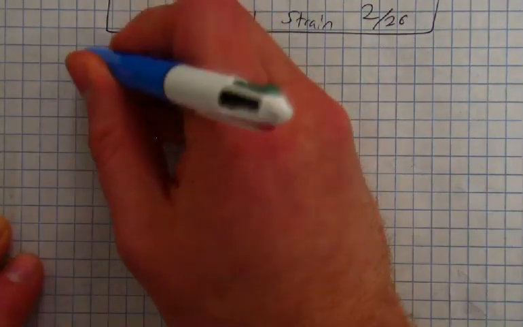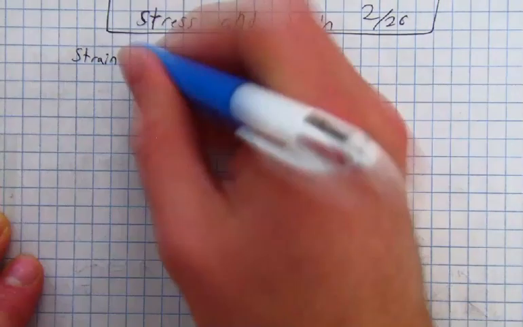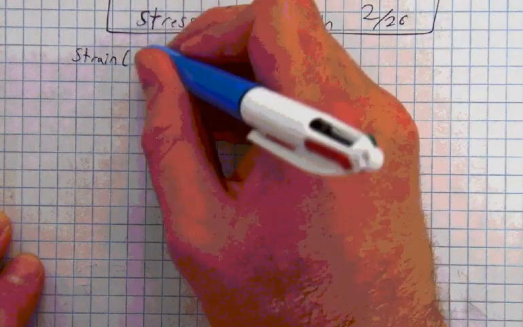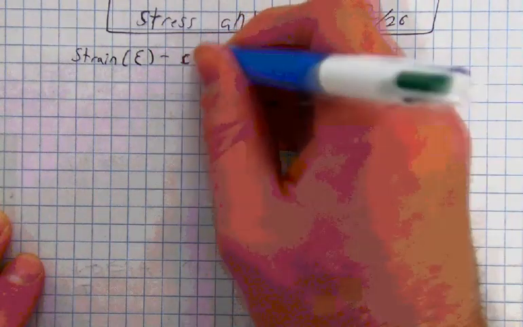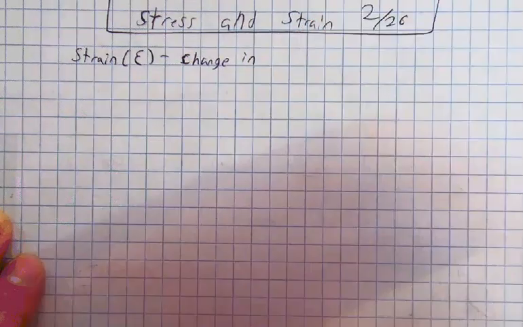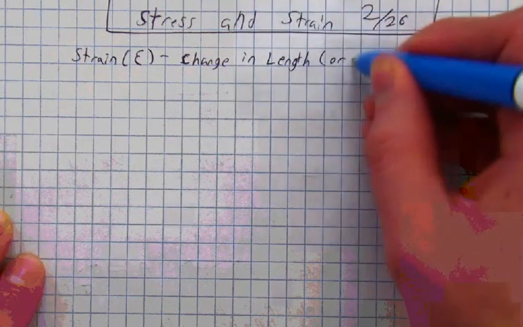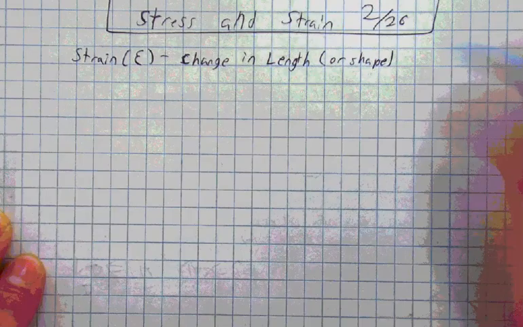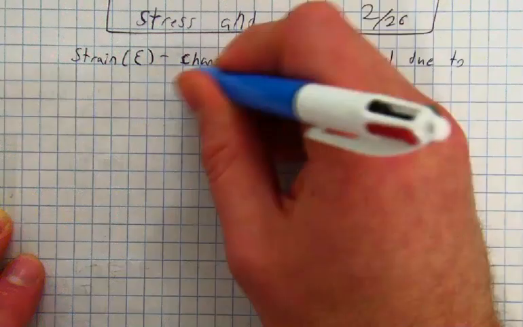So we talked about the different types of stress and how to calculate it. Let's talk about the second half of this lesson, which is strain. Now, strain is denoted by the Greek symbol epsilon, which looks like a backwards 3. And what strain is, is the change in length or shape due to outside forces.